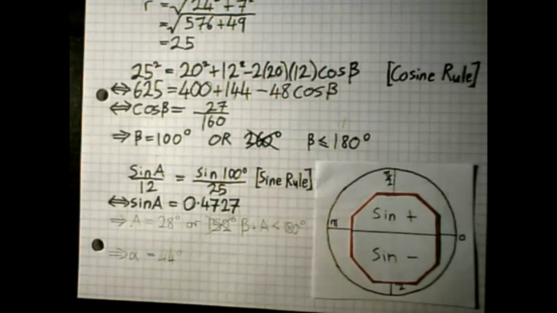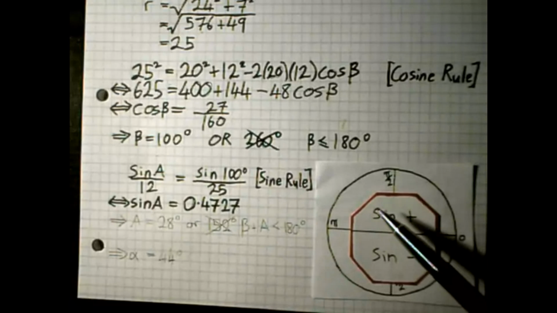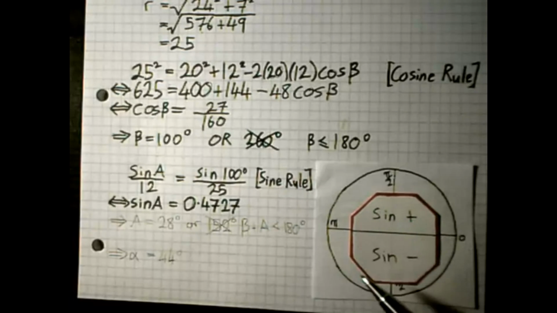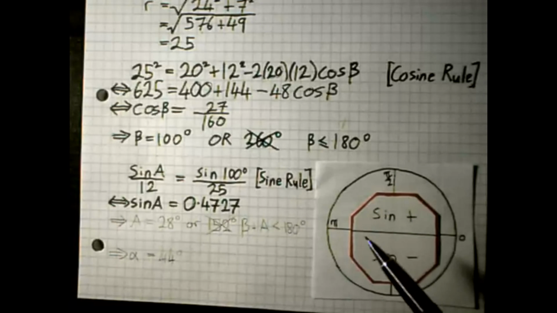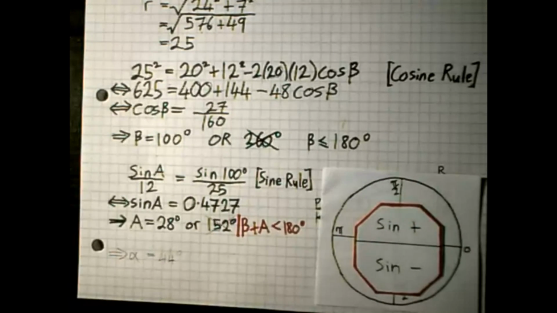Now I know sine is positive now, so I'm looking at my unit circle again. Sine is positive in these two quadrants, sine being pretty much the y coordinate in this unit circle. Sine is negative down here. So I'm going to look for two answers in between 0 and pi, or between 0 and 180 degrees. The two angles I get then are A is 28 degrees or 152 degrees.